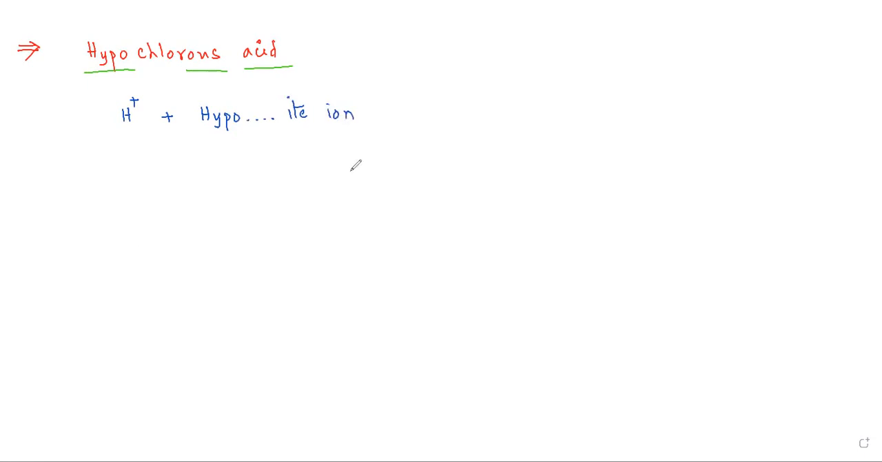So the formula goes this way. H plus plus hypo-ite ion gives rise to hypo-ous acid. Now, because you want hypochlorous, you take hypochlorite. If you want hypobromous, you take hypobromite. That is how it goes, right?